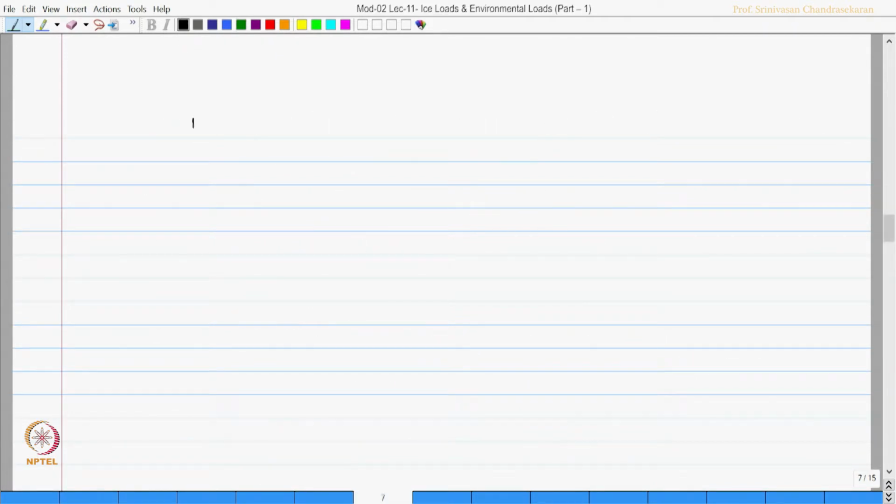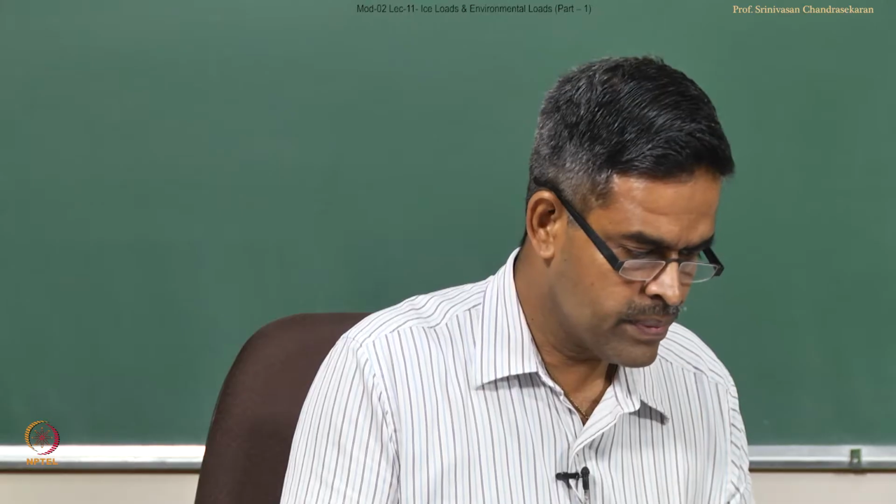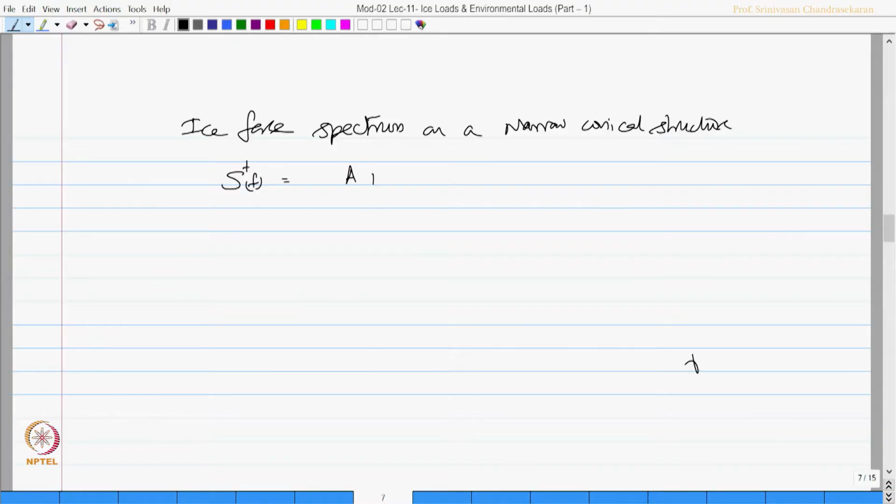So, ice force spectrum on a narrow conical structure is given by the following equation: A f bar square t bar minus delta divided by f r exponential minus b by t bar alpha and f beta. Equation 1.